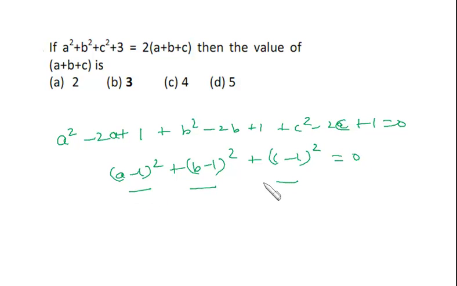Now sum of 3 square terms can never be 0 because all of them will be positive. So how can the sum of 3 positive values be 0? Right? Now the only possibility is when each of them is 0, it is 0, it is 0 and it is 0. Now if this is 0, that means a is equal to 1. If it is 0, that means b is equal to 1. If it is 0, that means c is equal to 1. That means a plus b plus c is 1 plus 1 plus 1, that's 3.